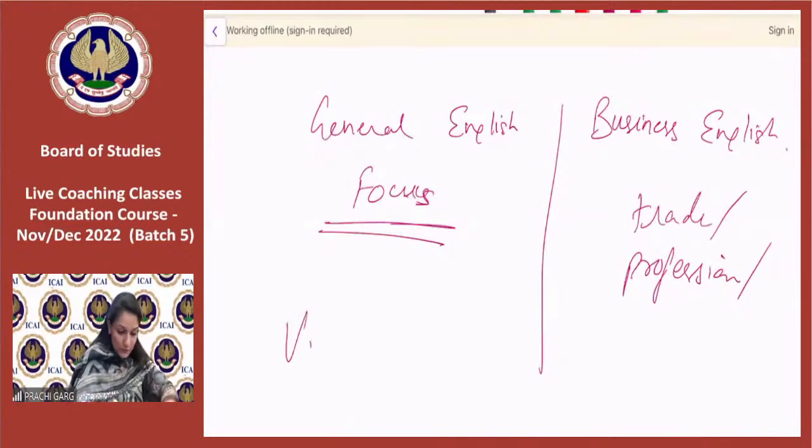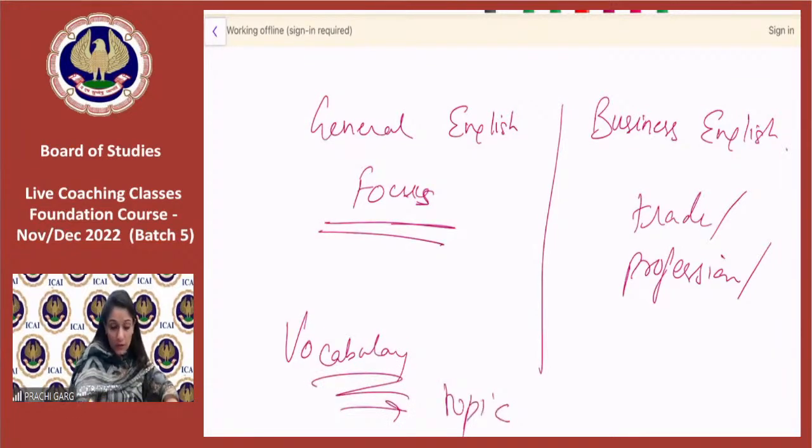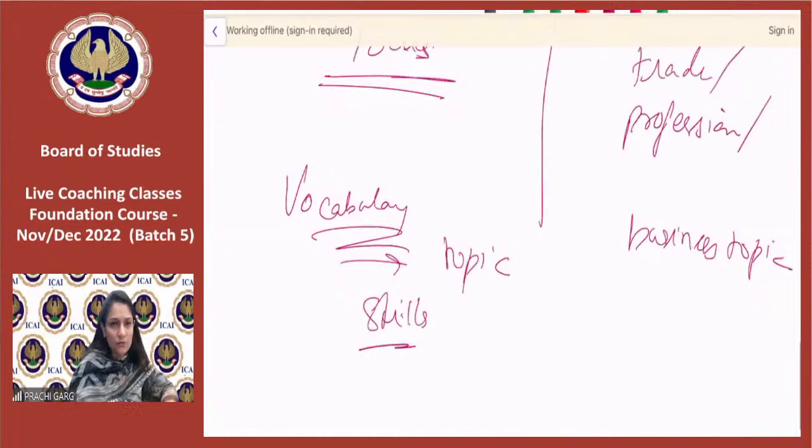Then comes the vocabulary part. Again, vocabulary could be related to the topic we're talking about, but here it has to be related to the business topic that we are discussing, right? Then comes the skills. In general English, the basic skills that you need to know are reading, writing, speaking, and listening.